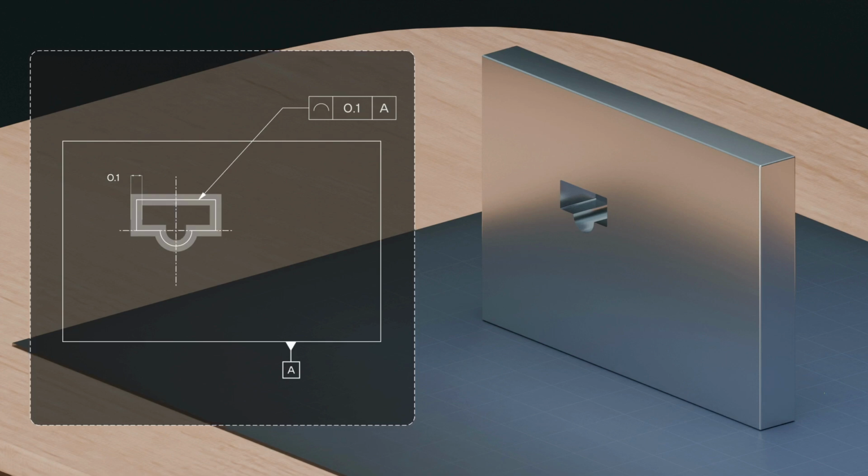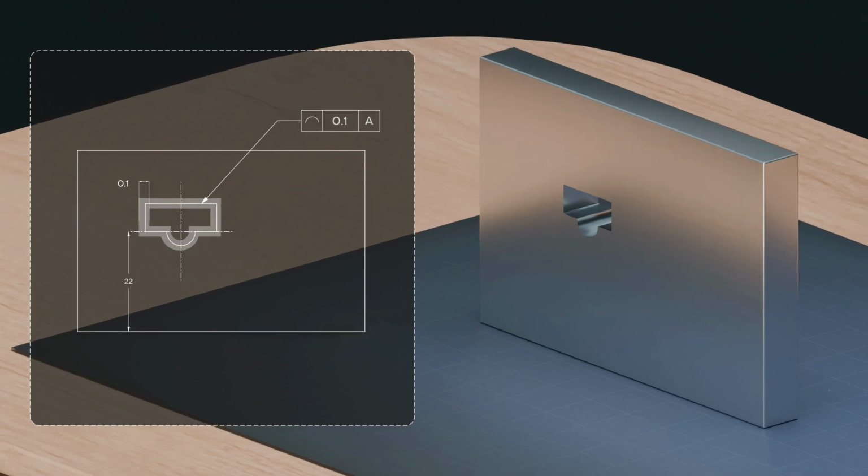This means that profile has to be 0.1 with regard to surface A, which means this distance here to surface A has to be controlled as well. So before we put surface A as a datum, the shape just had to have this form with a tolerance of 0.1 regardless of its location.